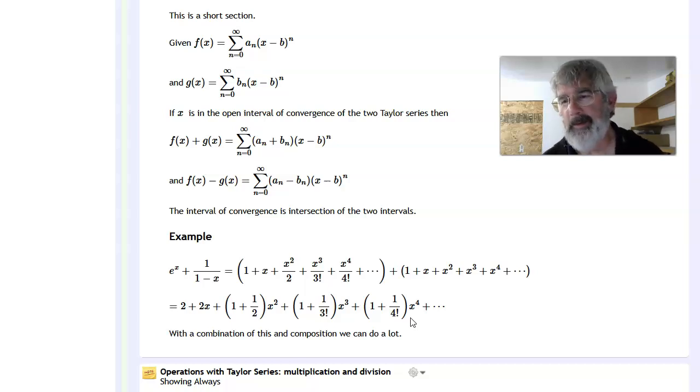Subtraction, you would do exactly the same thing, and I'm not going to give an example of it because it's so simple. To add and subtract these things, as long as you're within the interval of convergence, you just add them the way you would hope you could add them, just term by term. Collect your like terms. So there you go. That's a short video.